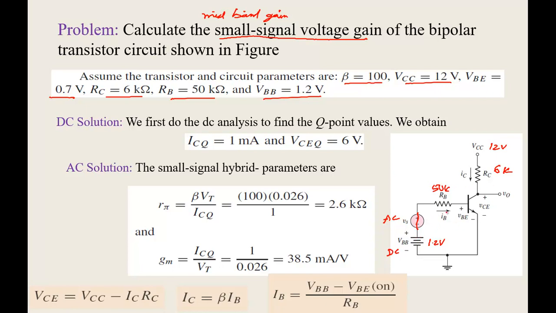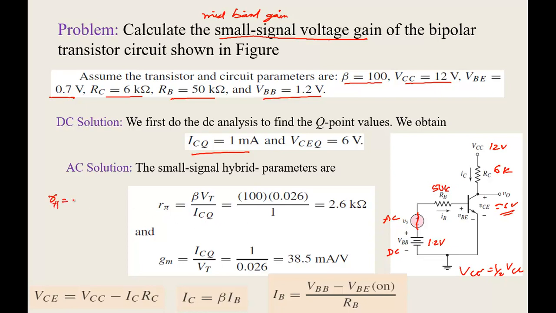So you have to apply KVL to the inside loop and KVL to the outside loop, and find out all the values of IC and VCEQ. In this case, VCEQ is assumed to be 6 volts, because generally VCE is always half of VCC. If you assume 6 volts, then you will have ICQ equal to 1 milliampere.